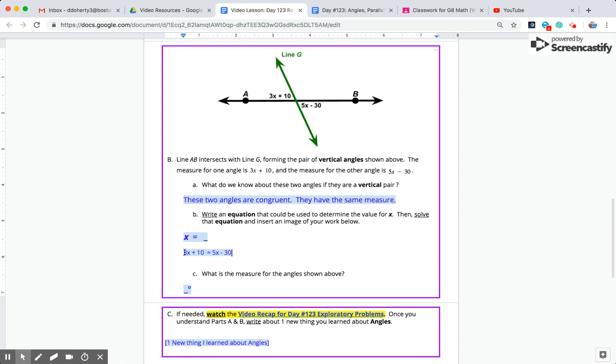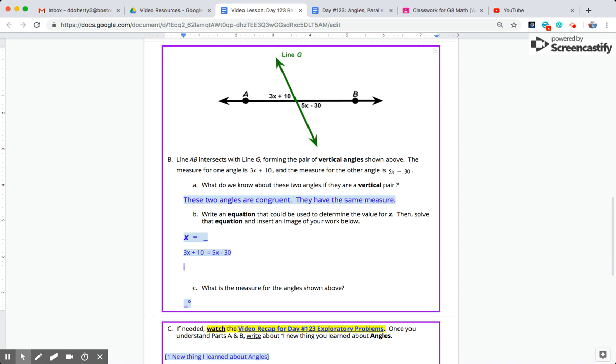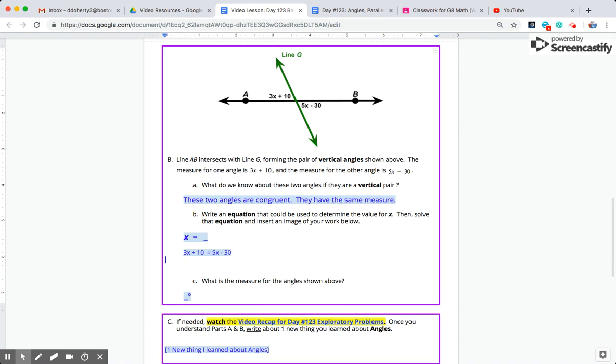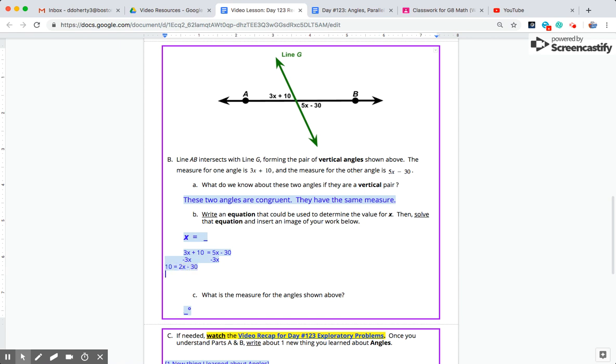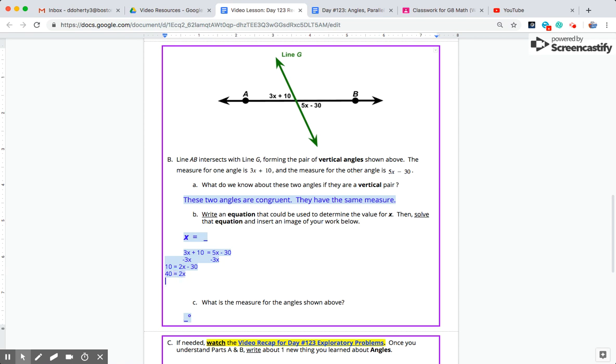So if I have a statement where x is the only variable in the equation, but it's on both sides, I need to do something to get x to the same side. So I'm going to go ahead and subtract 3x from both sides of this equation. And as we subtract 3x from both sides, we end up getting 10 equals 2x minus 30. We add 30 to both sides, we get 40 is equal to 2x, and we figure out x is equal to 20.